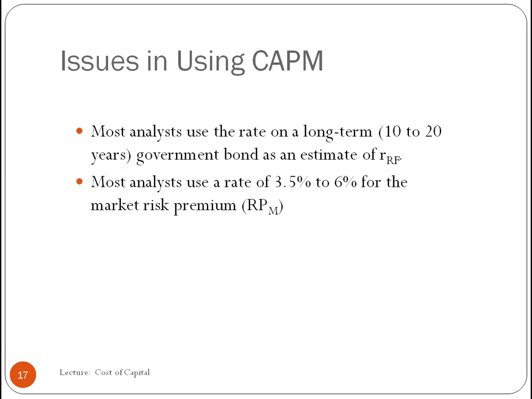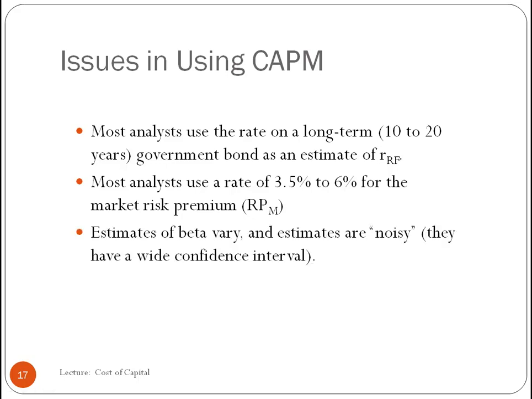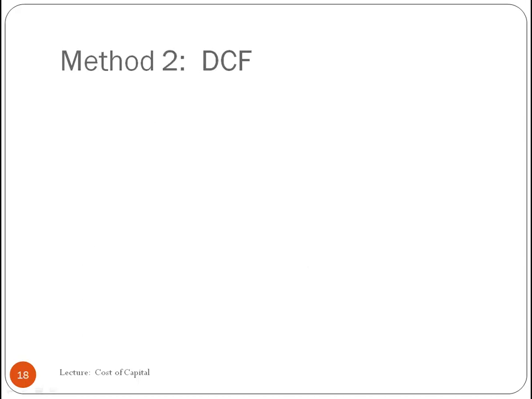The inputs are not constant over time, so you just need to be aware of that. And we talked quite a bit about beta, and beta changes, and depending on who's calculating beta, it will be one number versus another number. So it can potentially have a fairly large range.